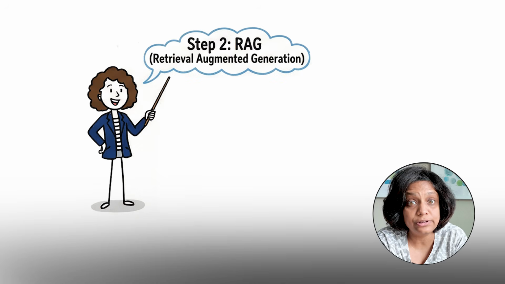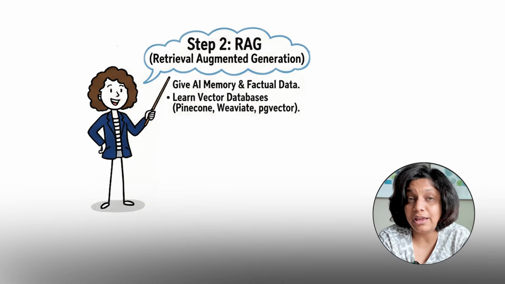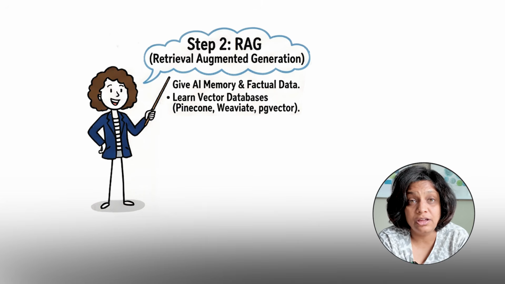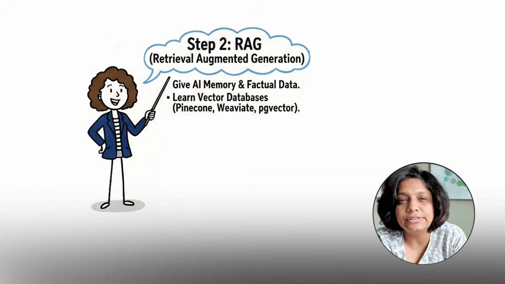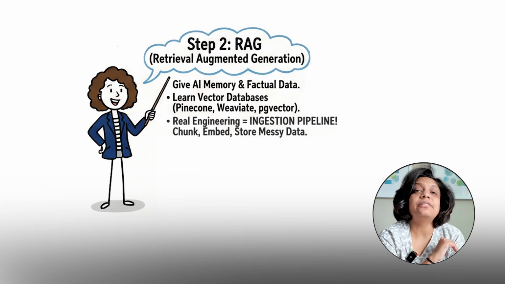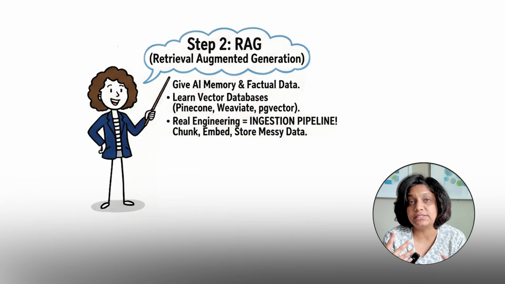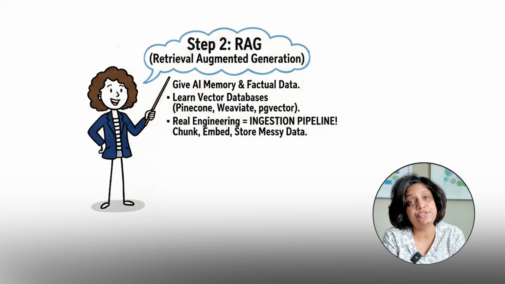Now, to move from wrapper to system, step 2 of the roadmap is RAG, Retrieval Augmented Generation. This is how we give the AI memory and factual data. You need to learn vector databases like Pinecone, pgvector, pick one. But more importantly, you need to understand the ingestion pipeline. The real engineering is figuring out how to take the messy enterprise data, the PDFs, the wikis, the internal documents, chunk them, embed them, and then store them efficiently.